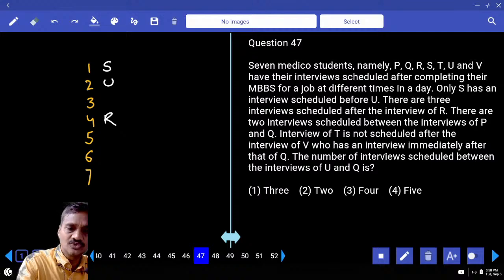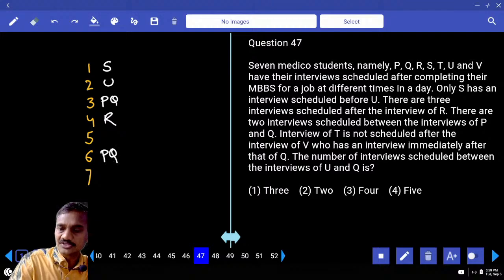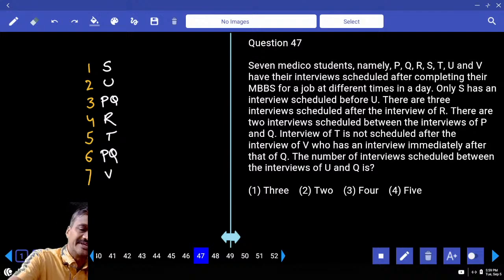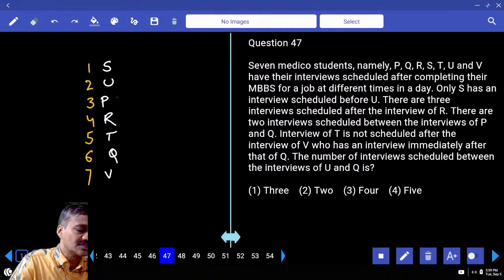And 2 in between P and Q. P, R, Q, 1, 2, P, R, Q, this is the order. And next one, T is not scheduled after V. T is not scheduled after V means T must be before this V. And V has an interview immediately after Q. V is immediately after Q. And so Q is here. And if Q is here, then P is here. Then the number of interviews scheduled between U and Q, U and Q, how many? There are 3. Choice 1, question number 47.